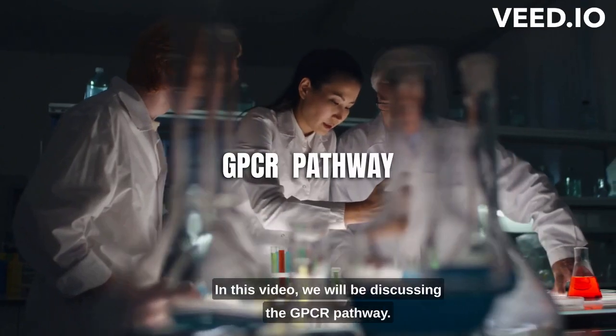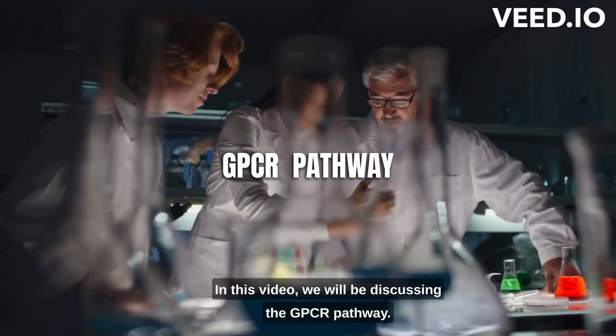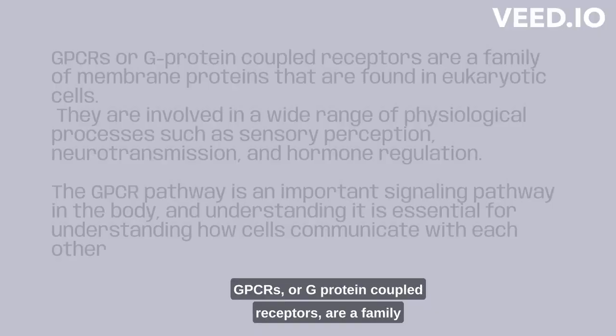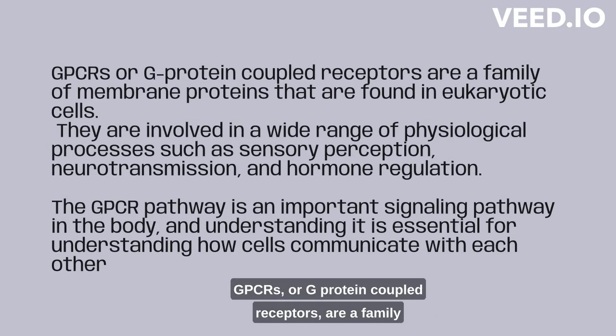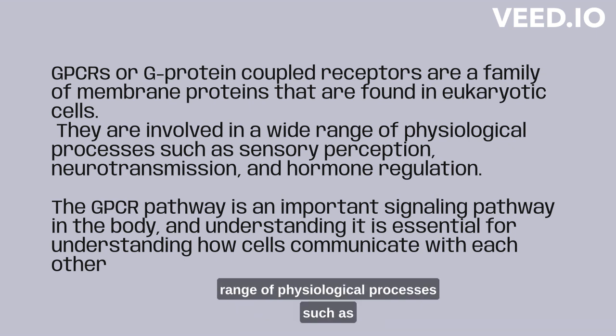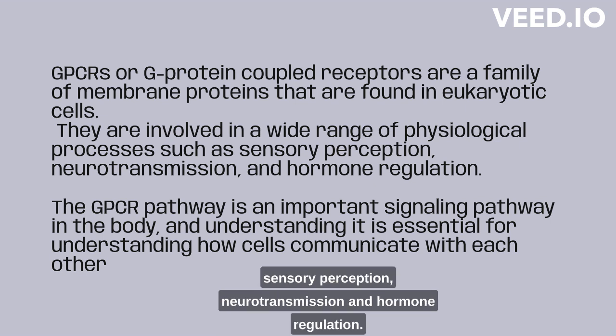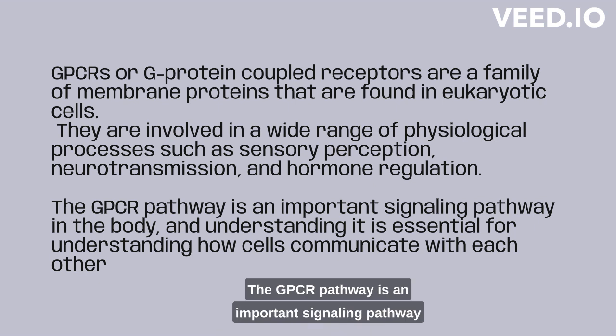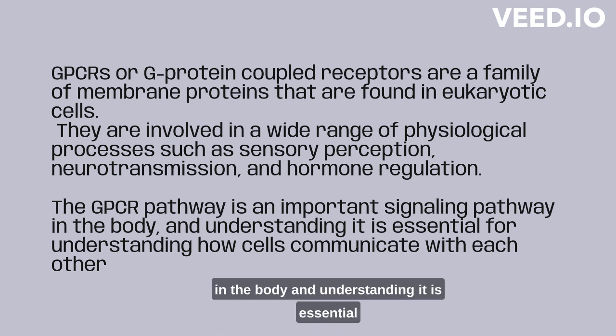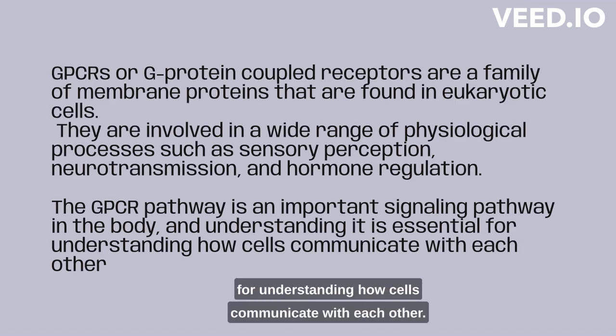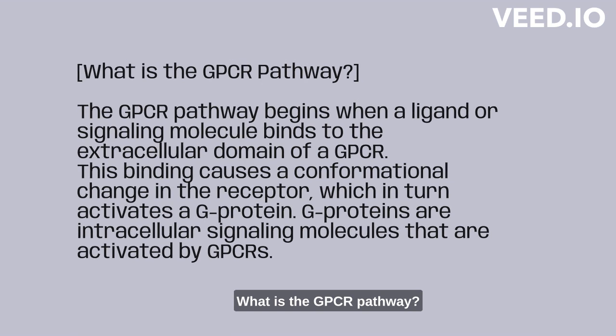Hello everyone, in this video, we will be discussing the GPCR pathway. GPCRs, or G-protein coupled receptors, are a family of membrane proteins that are found in eukaryotic cells. They are involved in a wide range of physiological processes such as sensory perception, neurotransmission, and hormone regulation. The GPCR pathway is an important signaling pathway in the body, and understanding it is essential for understanding how cells communicate with each other.